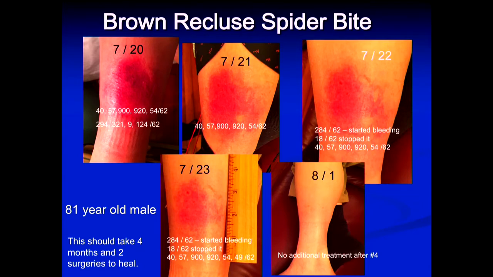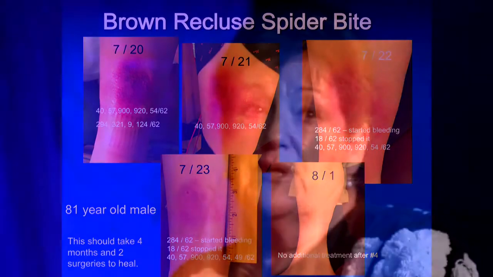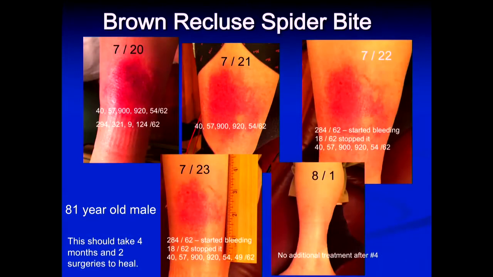The day after that, right here where it's very dark, and there's that little spot where the bite actually was, there's 2 spots, it looked like a blood clot. So we ran the frequency to dissolve blood clots, and it started bleeding. It turned from dark purple to light, bright red. It's like, wow, that's really cool. And so we ran the frequency to stop the bleeding, 18 and 62. And it turned dark purple again.